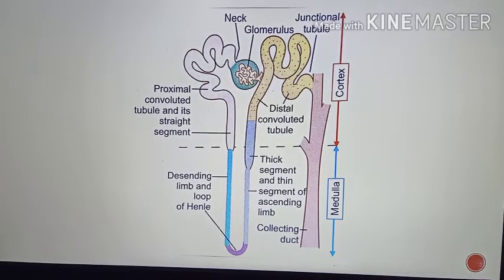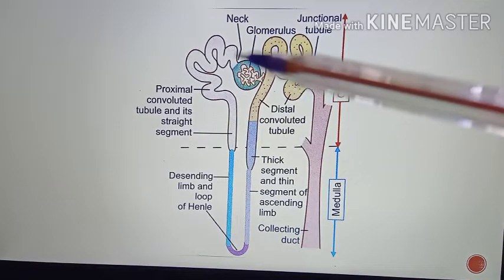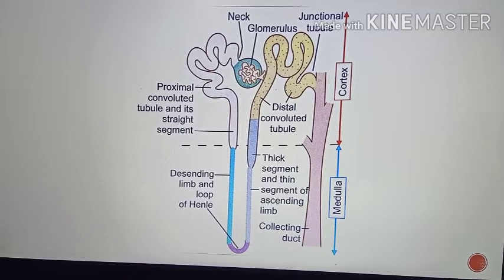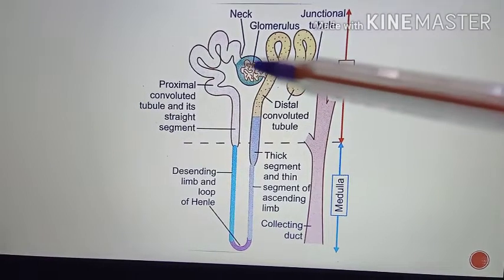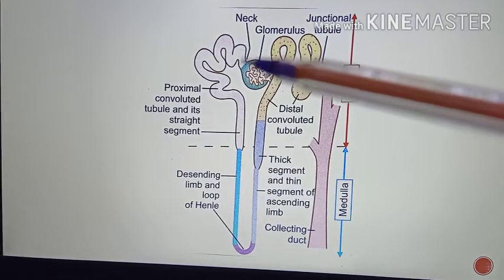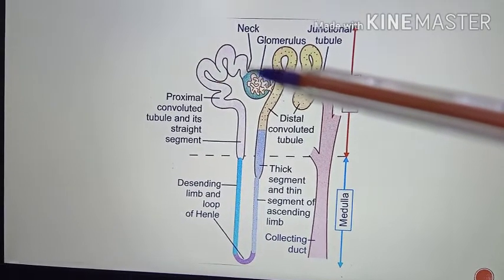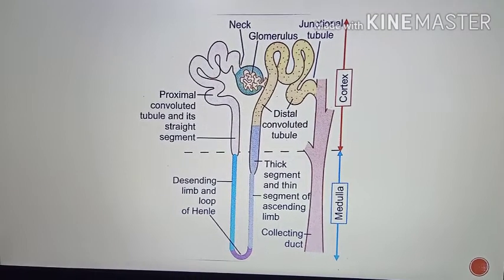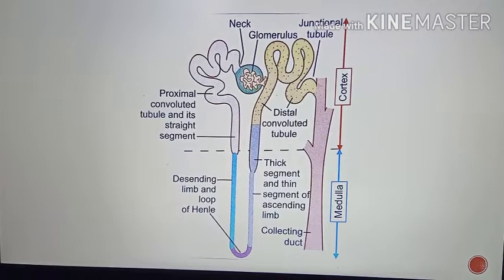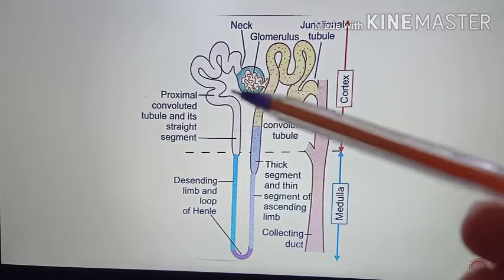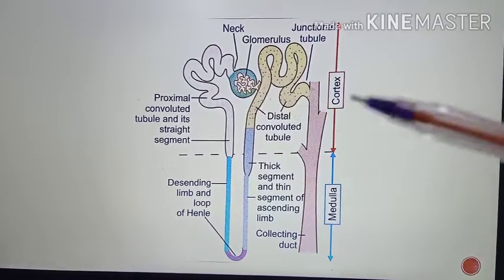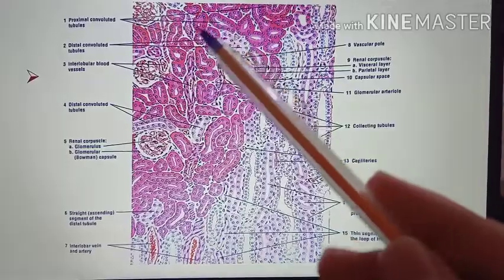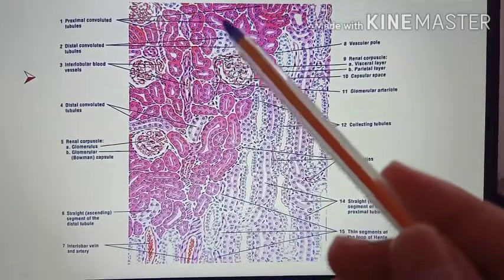It begins at the urinary pole of the renal corpuscle. The junction of the proximal convoluted tubule with the glomerulus is narrow and this is referred to as the neck. The neck is lined by simple squamous epithelium. The proximal convoluted tubule is around 40 to 60 micrometers in diameter. In this diagram, all these are the proximal convoluted tubules.